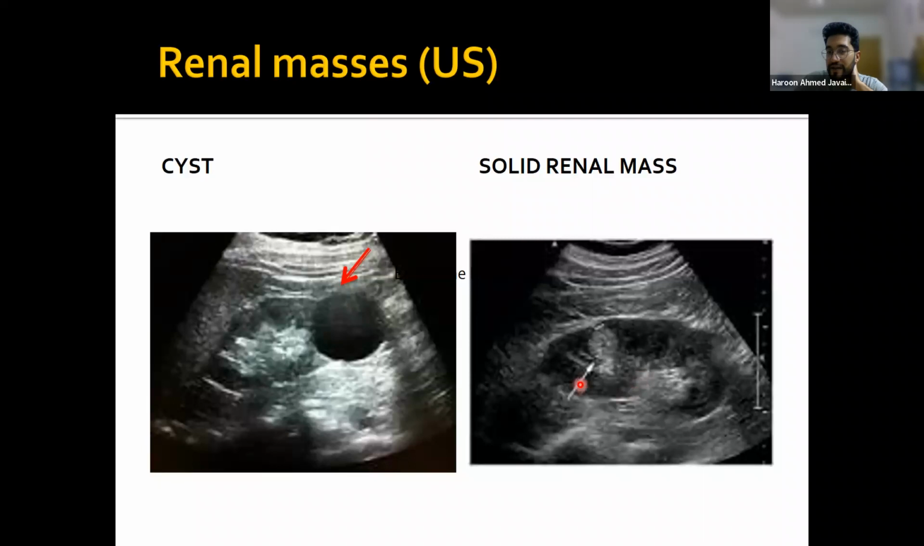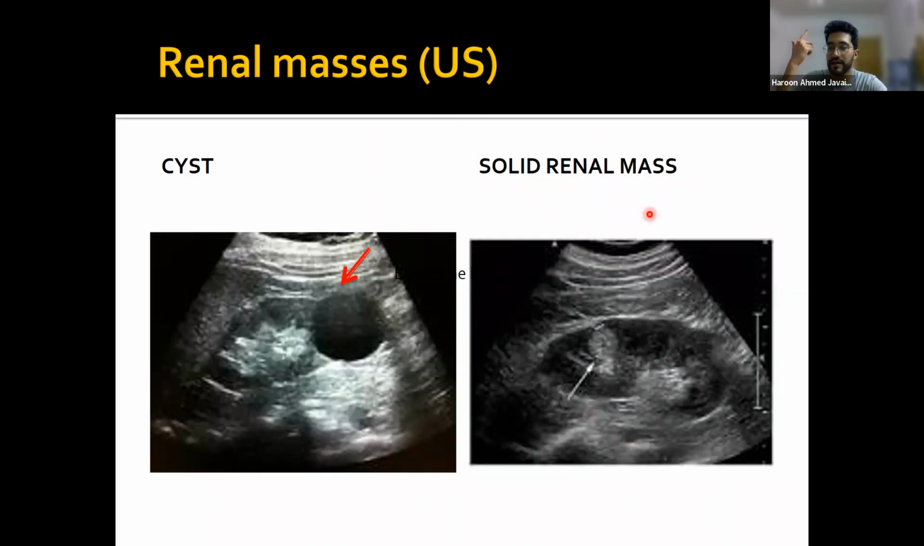Over here, we can say that this is a solid mass. How can we say this is a solid mass? Number one, because it's not hypoechoic, it's hyper or isoechoic, whatever, I don't care. It's not black, right? It's brighter than the other stuff. The second thing is that there is neither shadow nor enhancement. So this is a renal mass. It's not a stone because there is no shadow. If it was a shadow, I would call it a stone. If there was posterior enhancement, I would call it a cyst. But since it's somewhere in between, this is a normal solid renal mass.